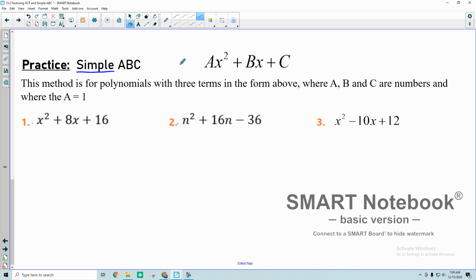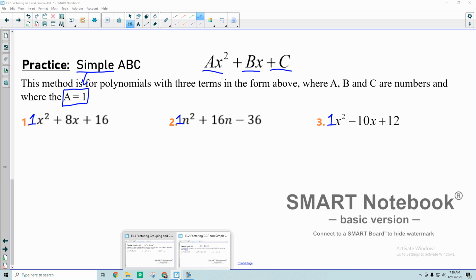Okay. Well, both of them have these three terms, ax squared, bx, and c, where a, b, and c represent numbers. But the real thing that makes this a simple ABC is this. A is equal to 1, okay? So that number right out in front of this whole entire expression is always going to be 1 if it's a simple ABC, okay? That's how you can tell the difference.